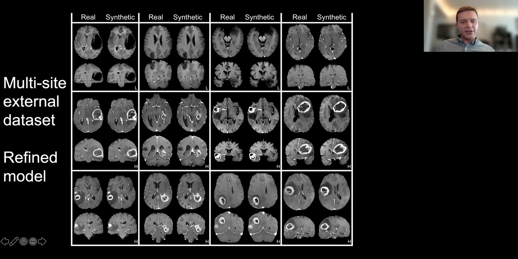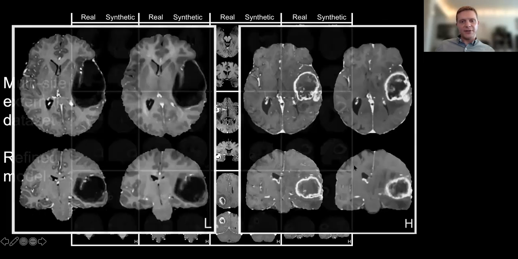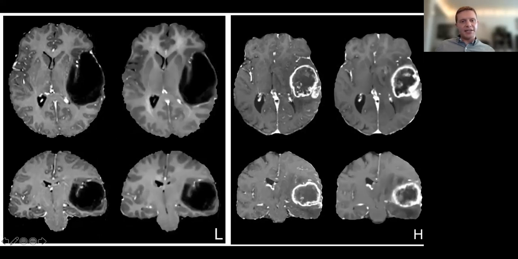So here are some of the results, showing results from that refined model. Again, lower grade tumors from the BRATS challenge data set and some higher grade tumors along the bottom 2 rows. There are 2 examples again, a low grade tumor without real abnormal enhancement and a more typical glioblastoma. Again, real images on the left and synthetic on the right.